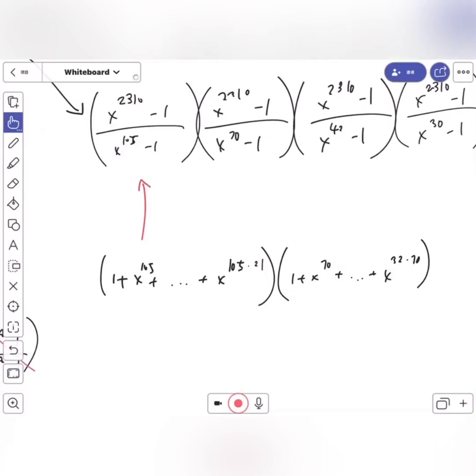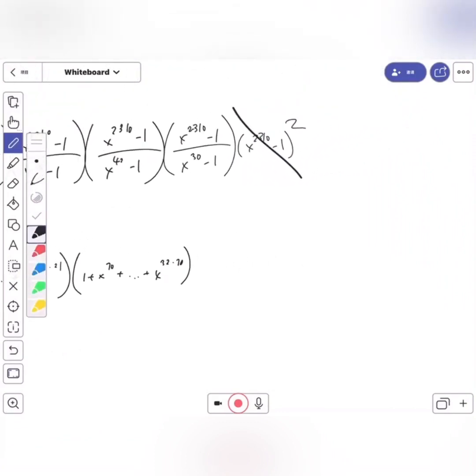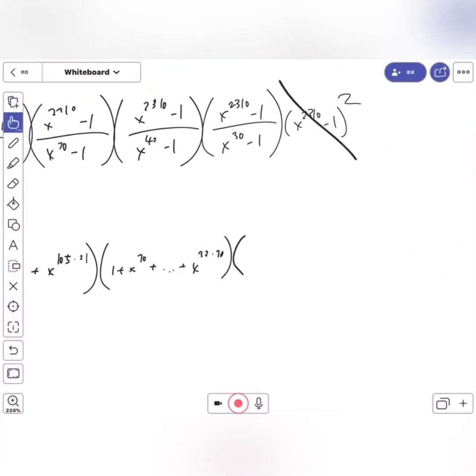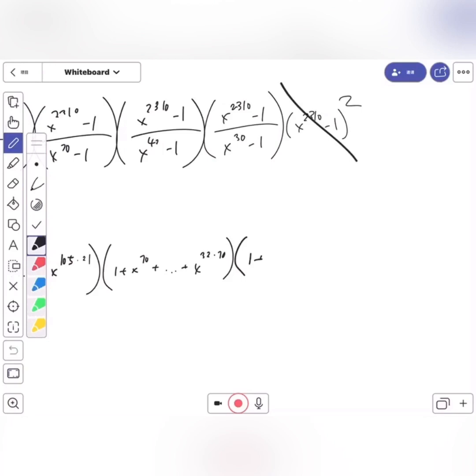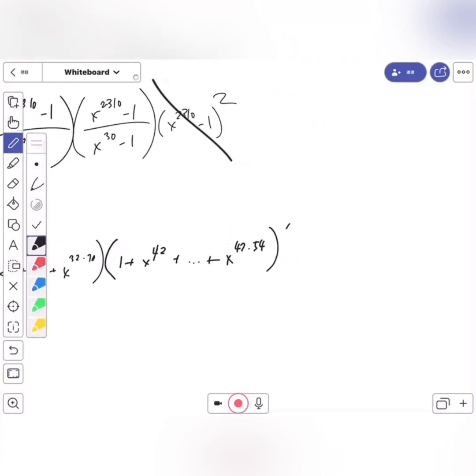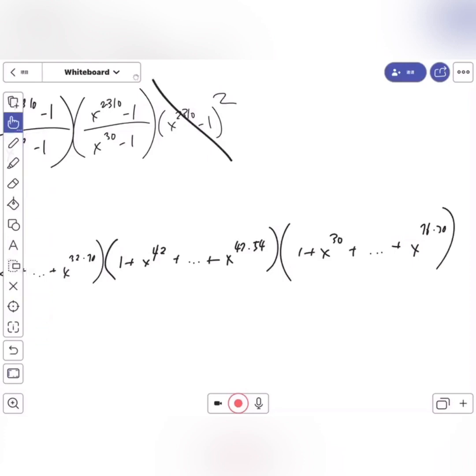Now we're going to continue our work. This part is just equal to 1 plus x to the 42 plus dot dot dot plus x to the 54. Now finally, the last series of terms is 1 plus x to the 30 plus dot dot dot plus x to the 76 times 30.